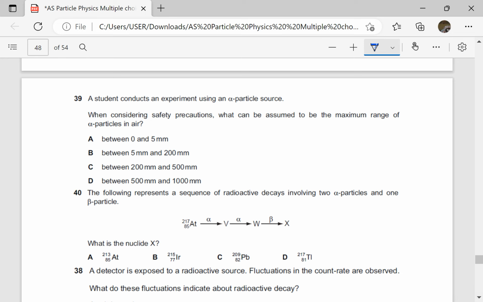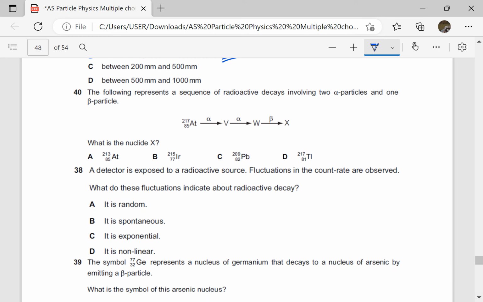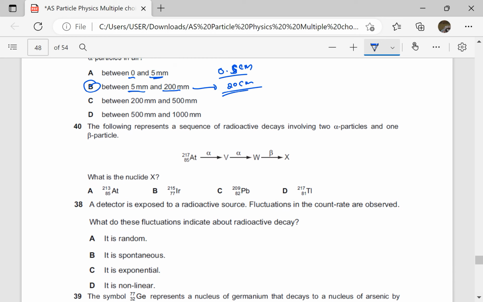This one could be a beta and the other one could be gamma, but gamma has a wide range in air. The following represents a sequence of radioactive decays involving 2 alpha particles and 1 beta particle. What is nuclide X? So we have answered this question. Alpha is, remember, 4, 2. So this one we would subtract 4 to get 213, and proton number by 2 to be 83. Again by alpha, subtract 4, 209, proton number by 2, 81.